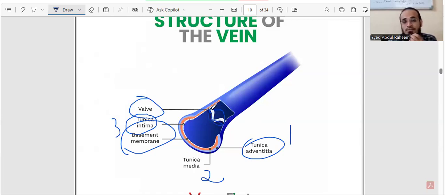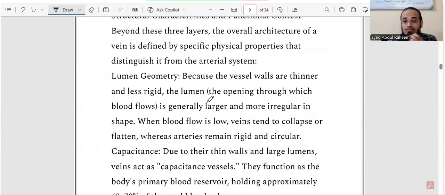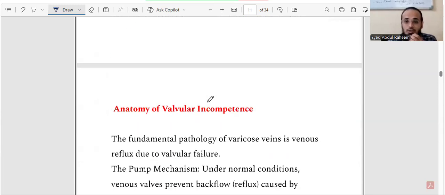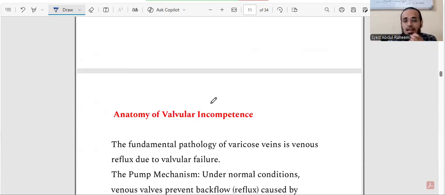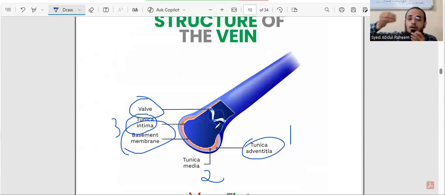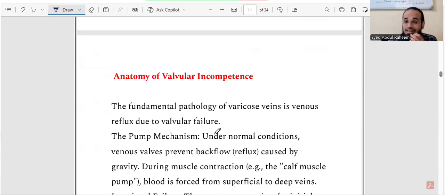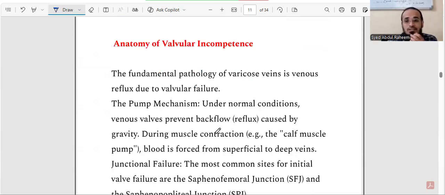So what will happen when valve damage occurs? In varicose veins, the first thing that happens is valve damage, so backflow of blood starts. Then gradually the blood will not flow back to the circulatory system. It will stay there, and gradually the veins will swell.